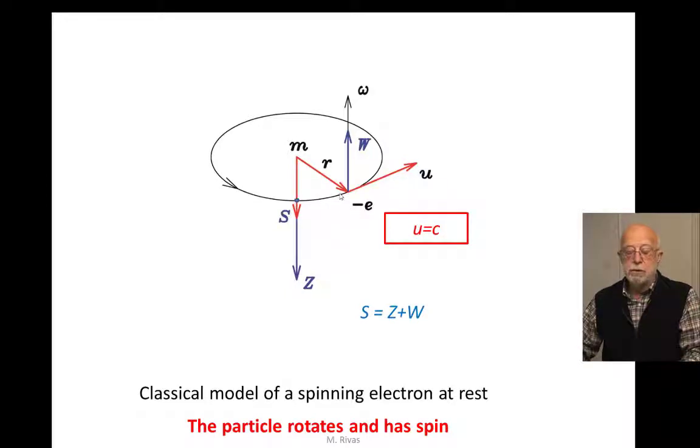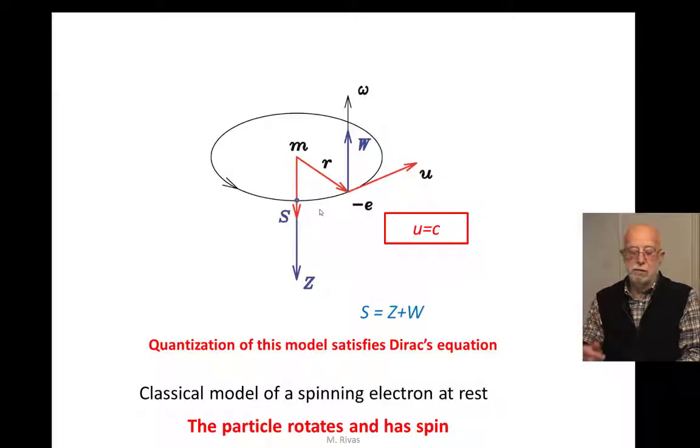But the important feature of this classical model is that when quantizing, this system satisfies Dirac's equation. So we have a classical model which contains many important features obtained in the quantum mechanical formalism by Dirac.